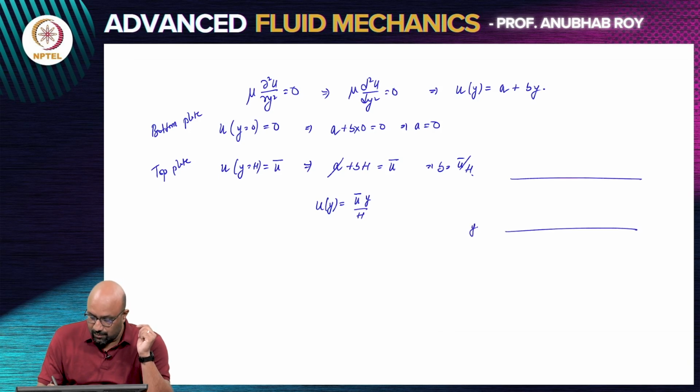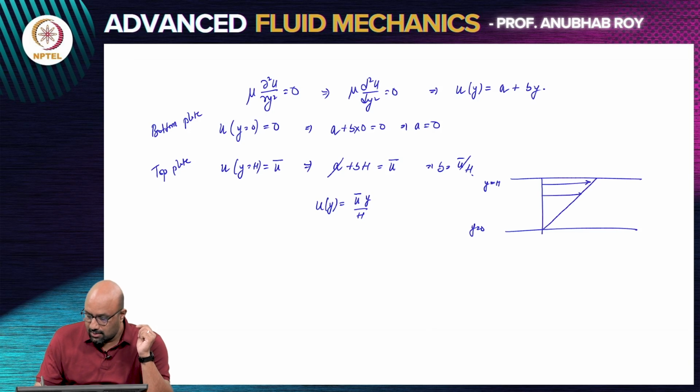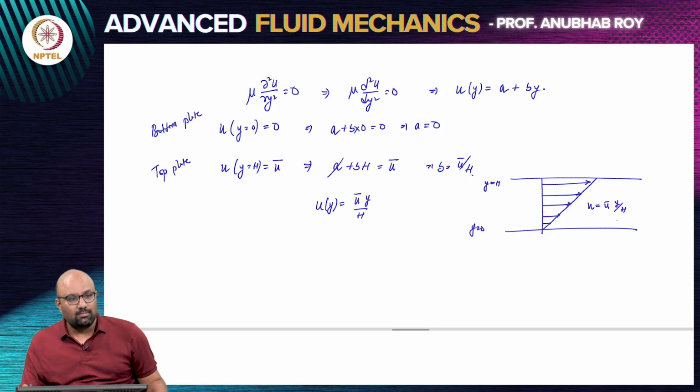So if you draw the velocity profile, there is a flow in the x direction that is varying linearly with the vertical coordinate.